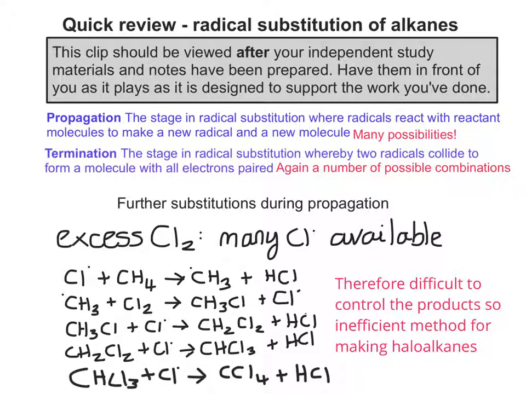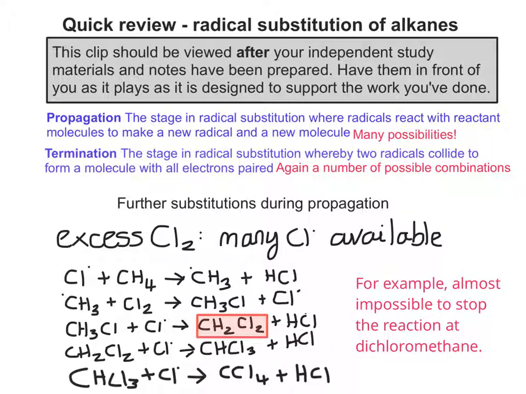Now, when I say control what sort of products you end up getting, what I mean is what sort of substitutions do you get? Do you get substitutions by chlorine radicals, or if you have excess methane, do you get substitution by methyl radicals? Either way, if you want a specific haloalkane, so for example, it's almost impossible to stop the reaction at dichloromethane. So the same would be true for CH3Cl or CHCl3 or indeed CCl4.